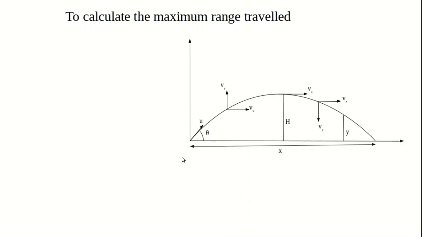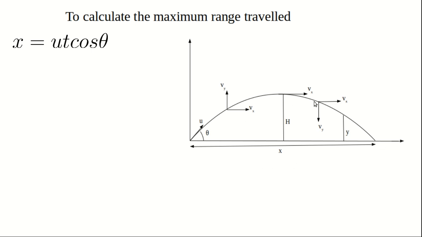So to calculate the maximum range traveled, we start with our equation of x. So this is the horizontal range traveled, this part. And we already have an expression for x, which is given as x equal to u t cos theta. We would have loved to use this one to get our range, but most times t is usually not given. So we have to find a way of replacing this t. And to replace the t, we'll go back to this particular diagram where the launched body moves from this point to this side.